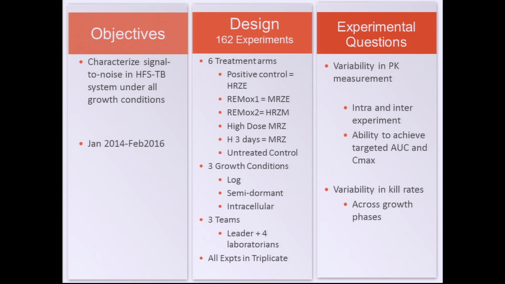And the design of the experiment, again very massive in scale, ended up to be 162 individual hollow fiber system units. And so that big engineered system that I just showed you, Tawanda in his laboratory did that 162 times. There were 6 treatment arms within the study: the positive control, which was HRZE, Remox 1, Remox 2, high-dose MRZ, high-dose 3-day MRZ, and the untreated control. All 3 growth conditions that I mentioned to you: log, semi-dormant, and intracellular.